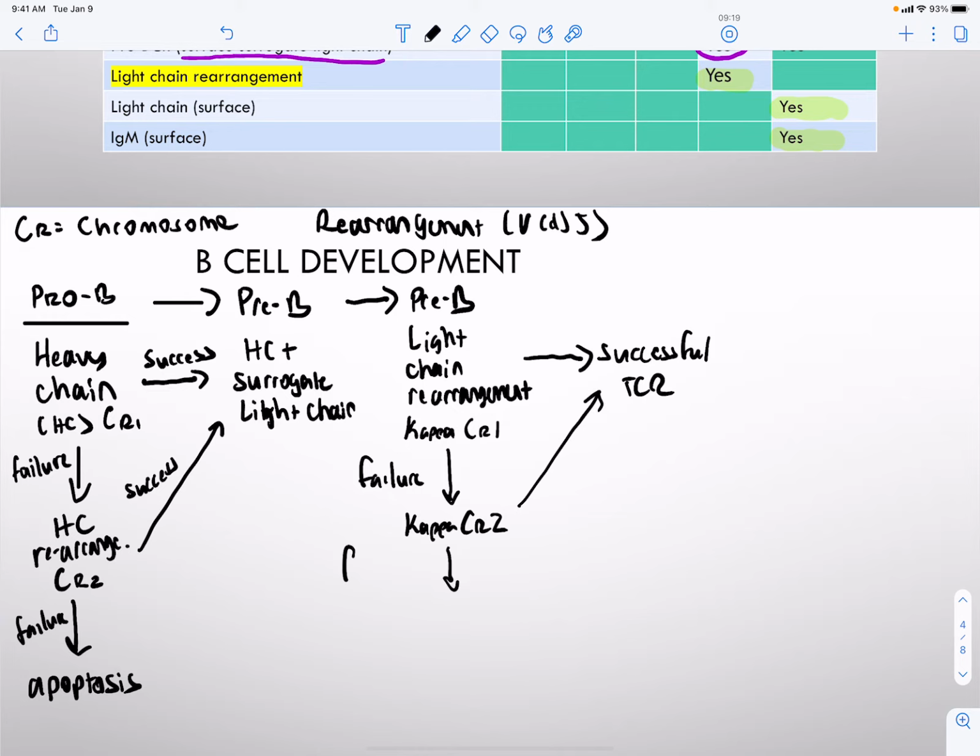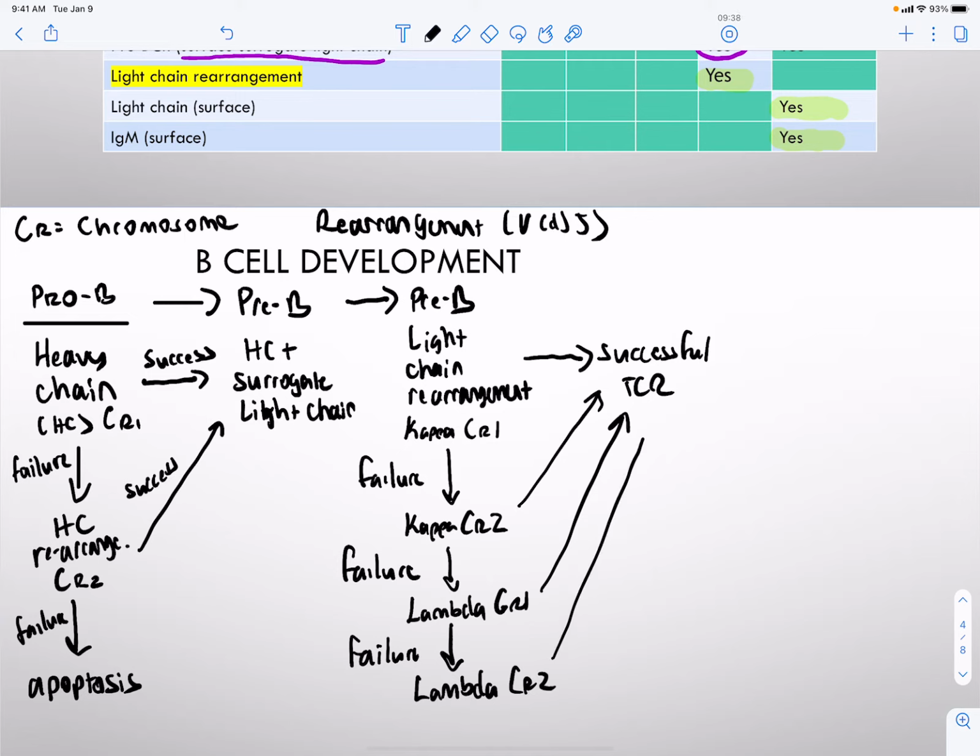If it's a failure, it's going to go to the lambda light chain on chromosome 1. And again, successful, failure, lambda light chain on chromosome 2. And again, successful or failure. And failure again would be apoptosis. And apoptosis with respect to lymphocytes is called clonal deletion.